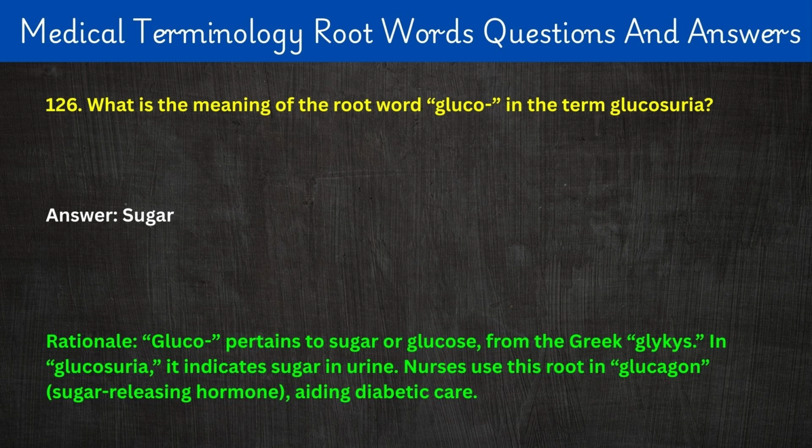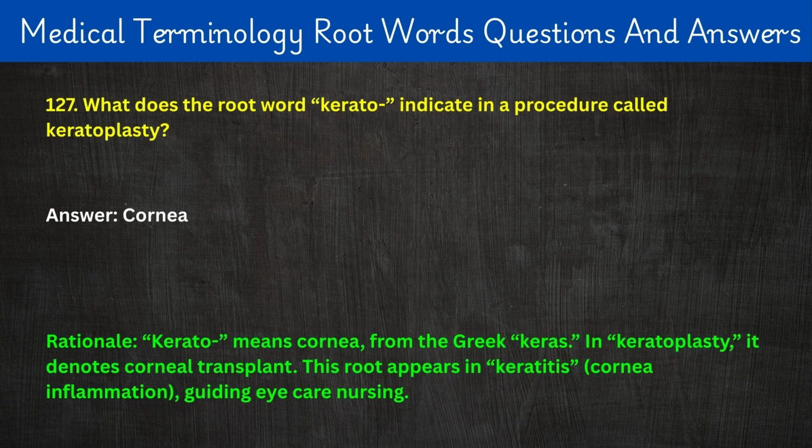126. What is the meaning of the root word gluco- in the term glucosuria? Answer: sugar. Rationale: Gluco- pertains to sugar or glucose, from the Greek glykys. In glucosuria, it indicates sugar in urine. Nurses use this root in glucagon, sugar-releasing hormone, aiding diabetic care.